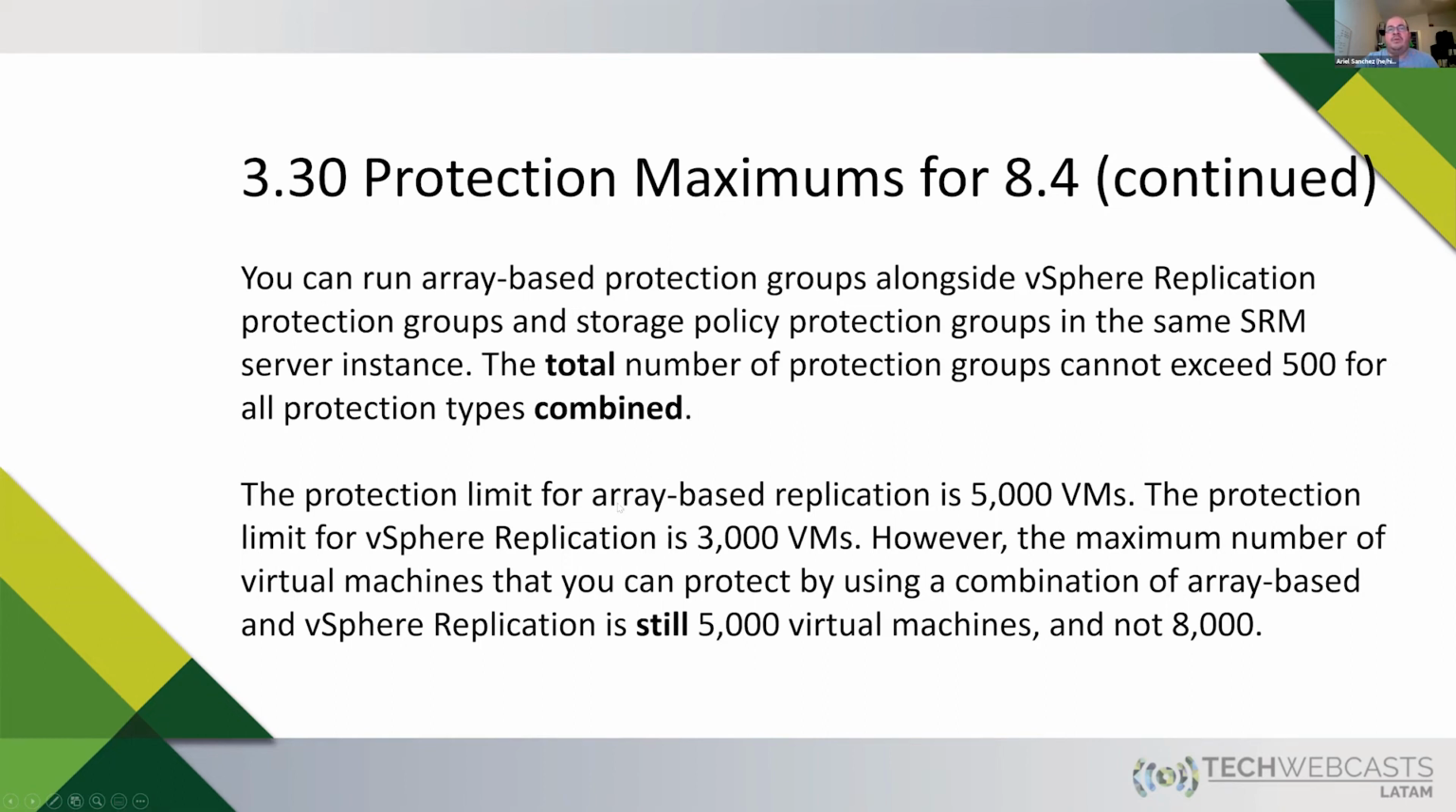Just again, trying to make it very clear, the total number of protection groups is 500 combined, right? So let's look at this example. The protection limit for array-based replication is 5,000 VMs. The protection limit for vSphere replication is 3,000 VMs. If you are using both, the limit is still 5,000 VMs. You don't add 5,000 from array and 3,000 from vSphere replication, making 8,000. That's not how it works. So you're very constrained. It's still the limits. The limits are the limits.